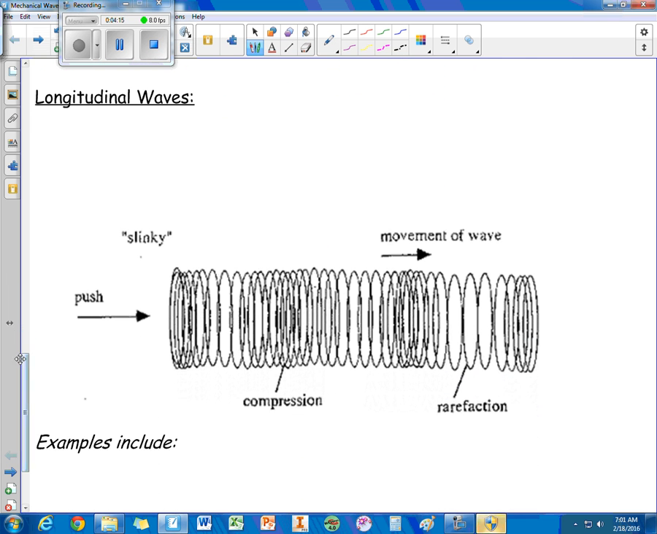All right, the next type is longitudinal. Sometimes you'll hear me call these compression waves. With these, the particle motion will be parallel to the direction of the wave's motion.